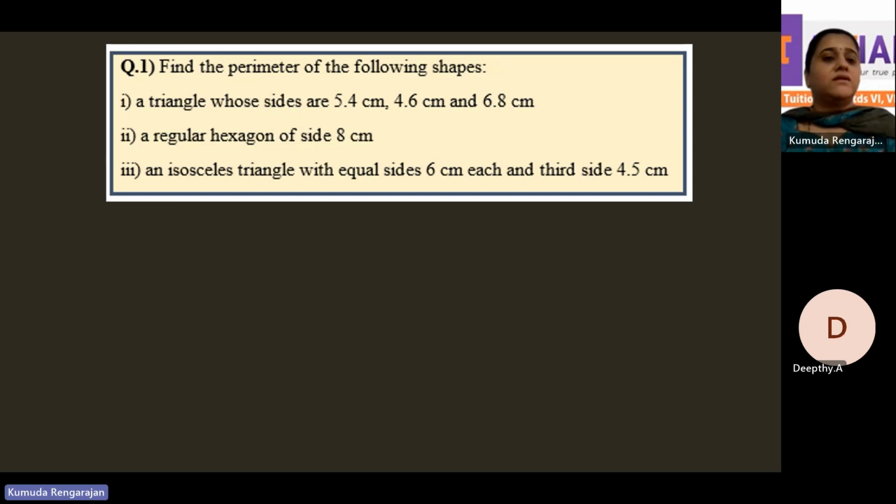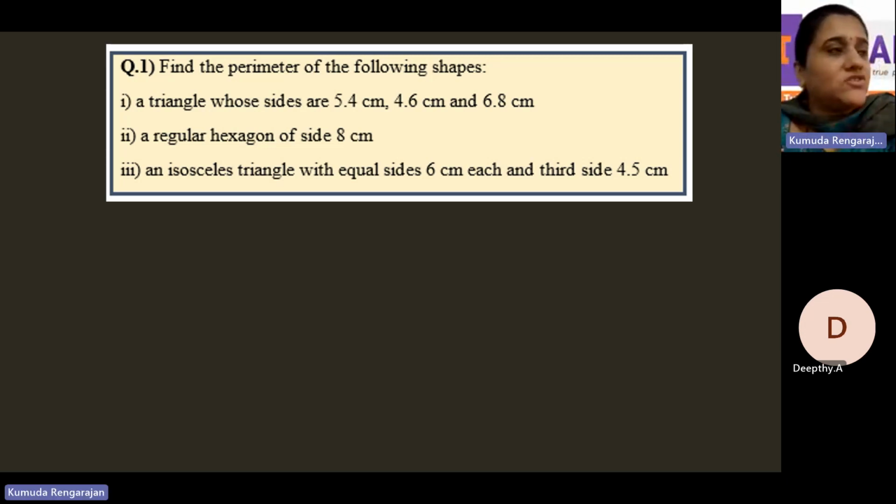Yes, children. See the first one. Find the perimeter of the following shapes. A triangle whose sides are 5.4 centimeters, 4.6 centimeters, and 6.8 centimeters. Yes, Tanya, what's the answer? How do you do this? How will you find the perimeter of the triangle?